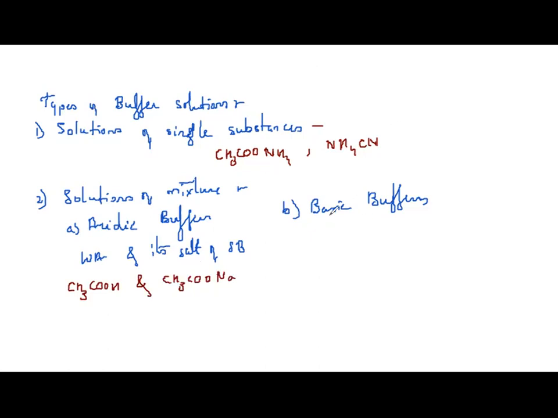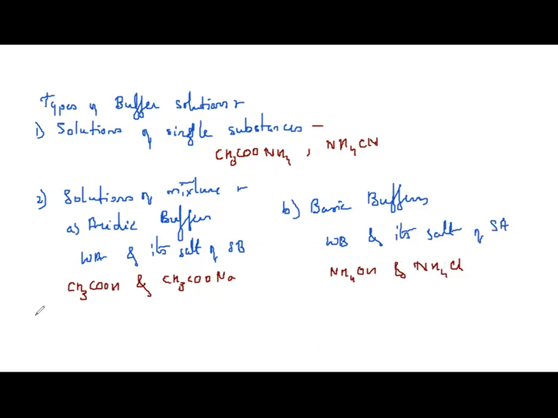Basic buffer means what? It is a solution of weak base and its salt of strong acid. For example, the weak base is ammonium hydroxide and its salt of strong acid is ammonium chloride. So this is a basic buffer. So buffer action we have.